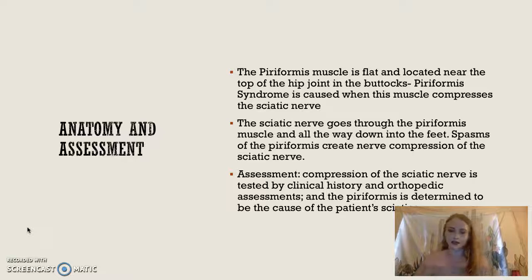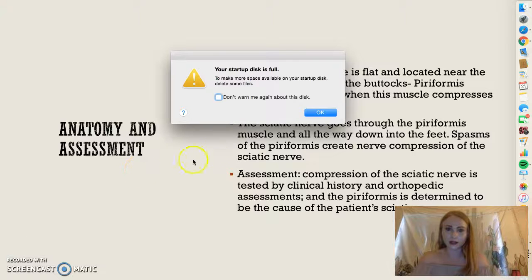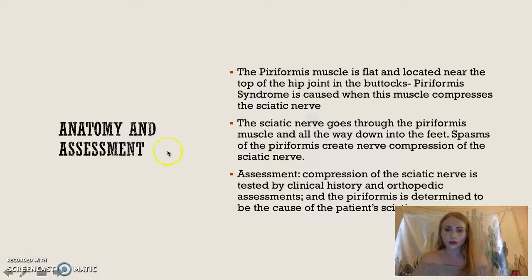The assessment, like I was saying, is the compression. The compression of the sciatic nerve is tested by clinical history and orthopedic assessments, and the piriformis is determined to be the cause of the patient's sciatica. So they need to be linked together for it to be piriformis syndrome and not just sciatica.